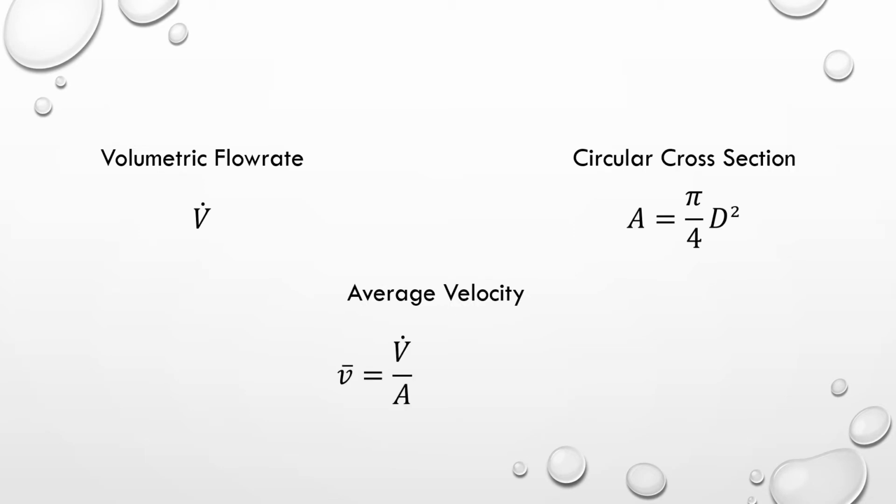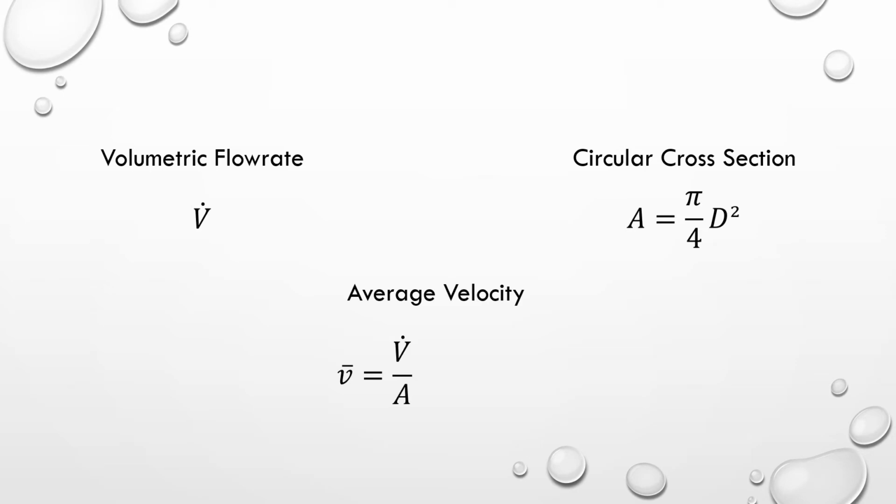We can calculate the velocity of the fluid at a point in the Venturi meter using the volumetric flow rate. To convert volumetric flow rate to velocity, we simply need to divide by the cross-sectional area. The cross-sectional area of the Venturi meter at any point is the area of a circle with a diameter equal to the inside diameter of the pipe at that point.